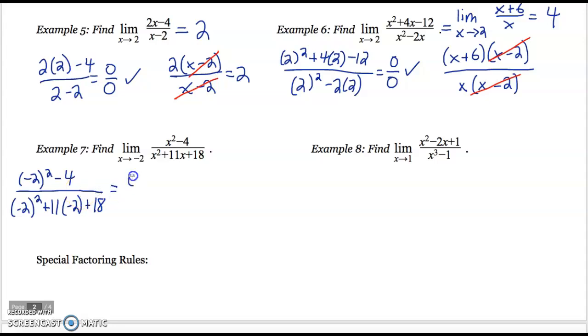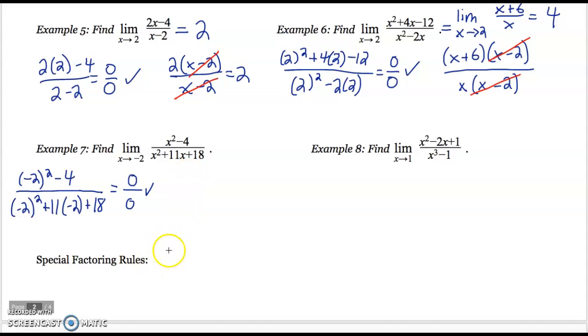Let's see. So I get 0 on top, and on the bottom I got 4 minus 22, so that's negative 18 plus 18, so you get 0. And then I have to factor. Now this x squared minus 4 is a little bit tricky. You have to remember one of your special factoring rules, and that's your difference of squares.